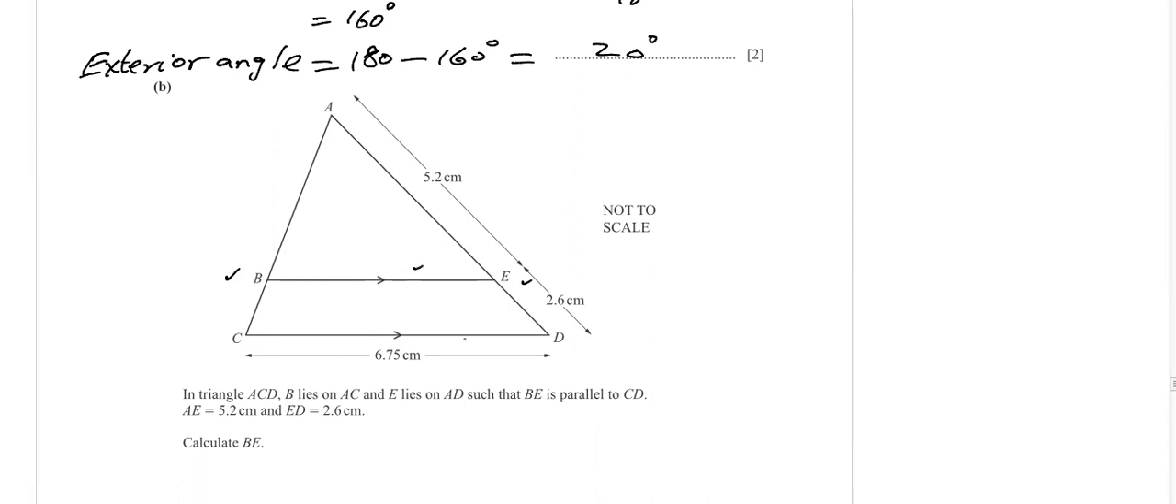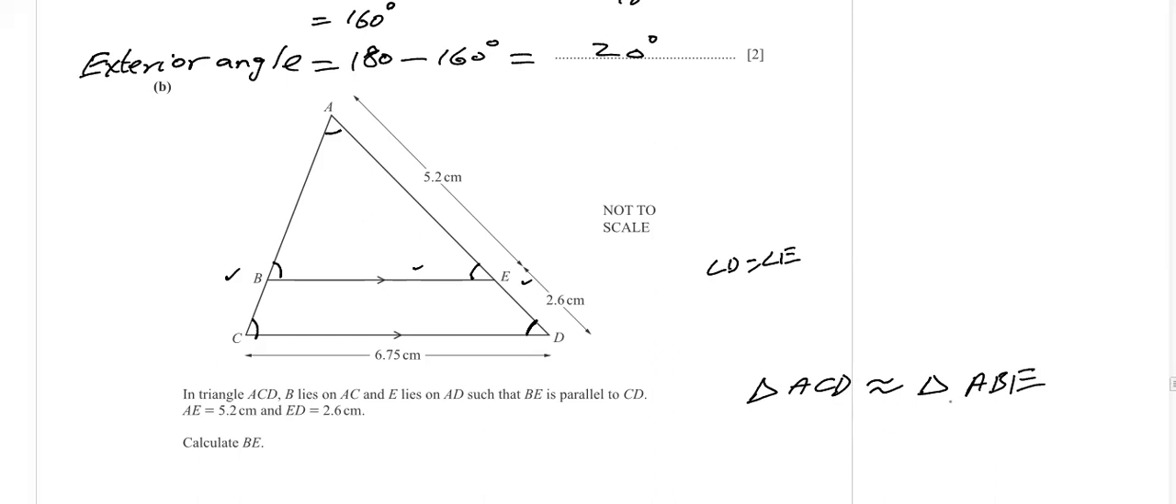These are parallel. If these are parallel, immediately what should come to your mind? This angle will be equal to this, meaning this angle D will be equal to this angle. Similarly, this angle will be equal to this angle. And this angle is already common. So I can say the triangle ACD is similar to triangle ABE.